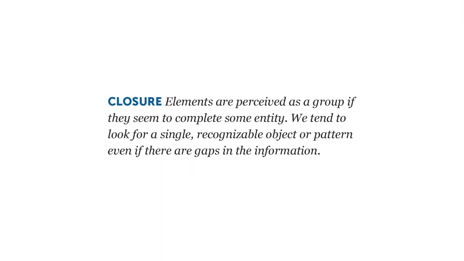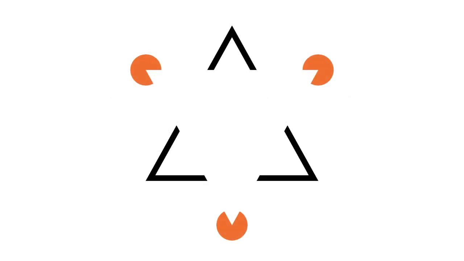The law of closure states that elements are perceived as a group if they seem to complete an entity. We tend to look for a single recognizable object or pattern, even if there are gaps in the information. Yet again, this is about our brain taking something complicated and converting it to its simplest form. I'm betting that you're seeing 2 triangles and 3 circles here. I know I am. But what's interesting to note is that there are neither circles nor triangles in this arrangement. Our brain is taking what information it has and trying to connect the dots, so to speak. It's turning the shapes into a much simpler collection of objects that is easier to understand.